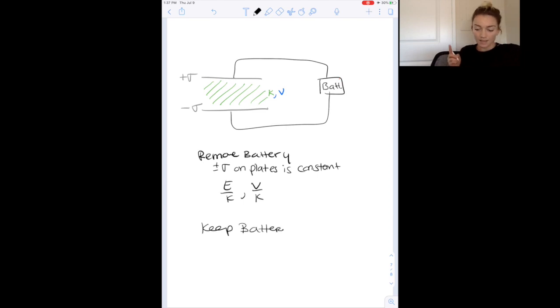So now I keep my battery on, so it's still supplying a potential difference of V between my plates, and now I insert a dielectric. So now the amount of charge on the plates can increase, right? Because if there's a battery supplying a potential difference between the plates, when I insert my dielectric, the potential difference will not change because the battery is keeping it constant at V. So V will stay the same. And the amount of charge on the plates will actually increase.